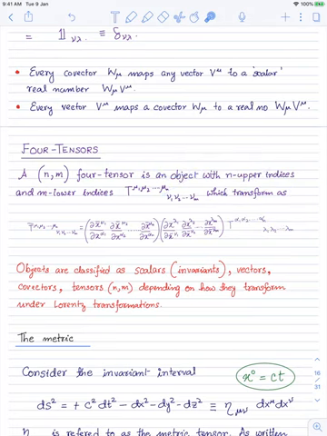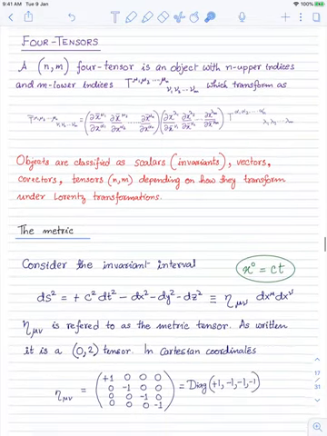But you have to remember now these indices run over 4 coordinates. They also have the time part in it. That you have to remember. So that's very good. That's the definition of 4-tensors for you.